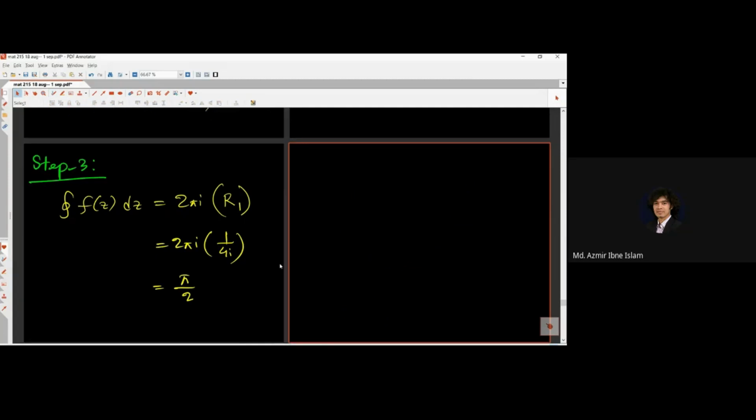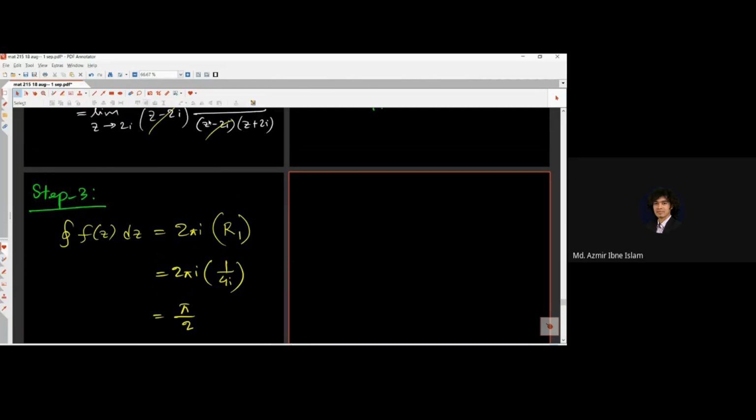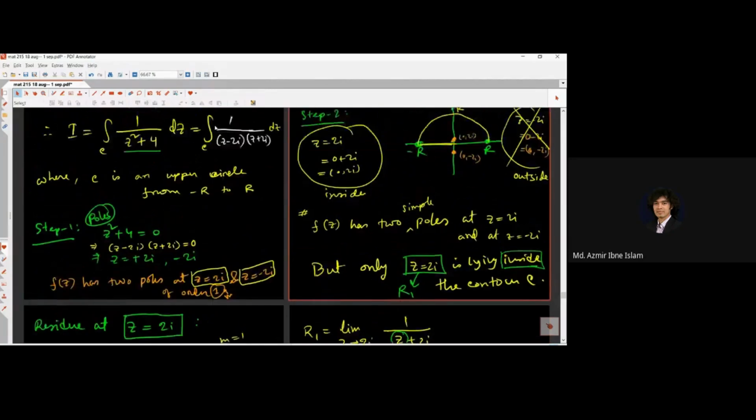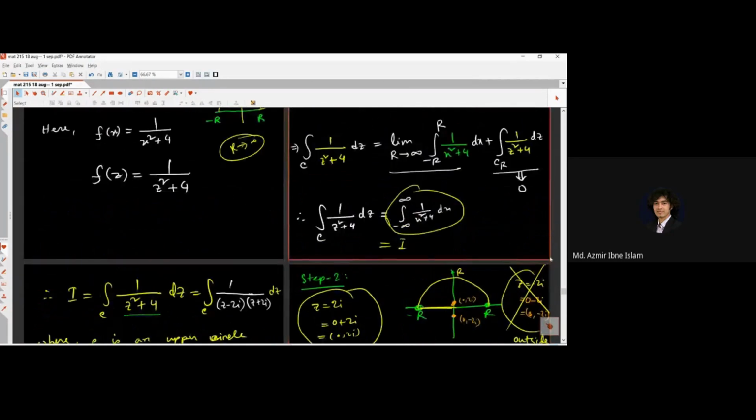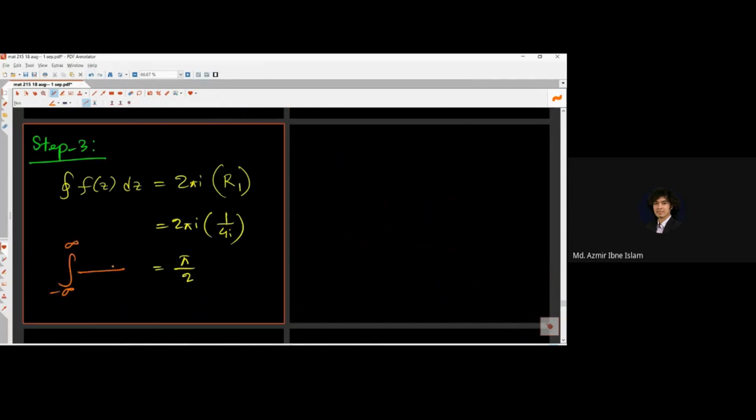We have found pi by 2. Can you understand from where we have started? This one, the integral of 1 over z squared plus 4 dz, is equal to the main improper integral. So we can use one equation number here. This part is becoming pi by 2. So that is the result for the right side: the integral from negative infinity to positive infinity of 1 over x squared plus 4 dx is equal to pi by 2.